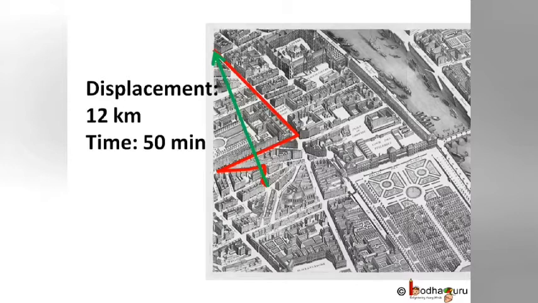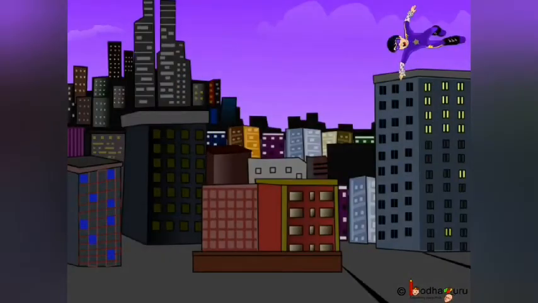Now which quantity to consider to know how fast you went? Distance or displacement? In general, we consider distance because we don't have superpowers. We cannot just fly in a straight line to our destination. I wish I could. We have to go along the road which is not always straight.